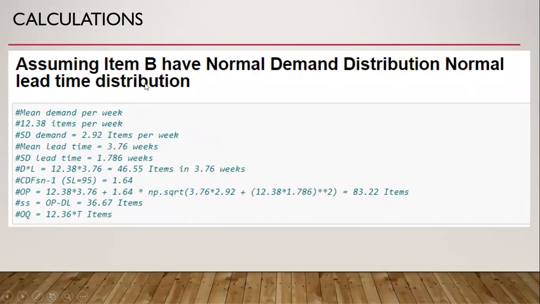So assume that item B has a normal demand distribution with a normal lead time distribution. Mean demand per week is 12.38 items per week, which we have calculated by fitting the distribution, and standard deviation is 2.92 items per week. Mean lead time is 3.76 weeks, and standard deviation of lead time is 1.786 weeks. So using the formula which I have described, we calculate the order point as 83 items and safety stock as 37 items, and the ordered quantity is the demand multiplied by T, that is the time period.